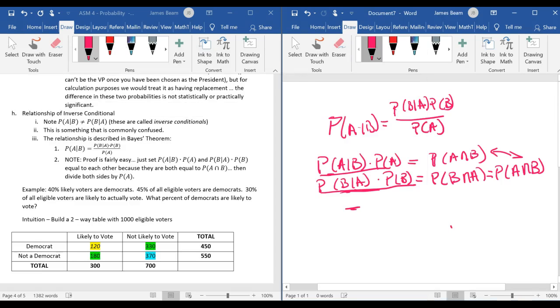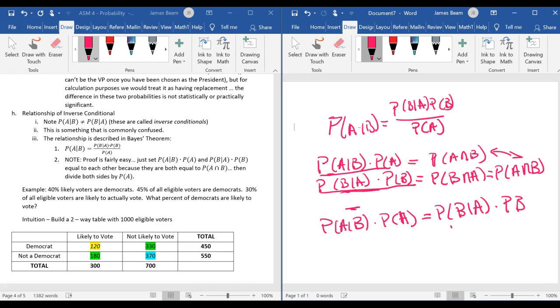Sorry. So if we put P(A given B) times P(A) equal to P(B given A) times P(B) and divide both sides by this P(A), we're going to get P(A given B) is equal to P(B given A) times P(B) over P(A), and lo and behold, we've proven Bayes' theorem. Okay, so it works. All right, so what does this mean?